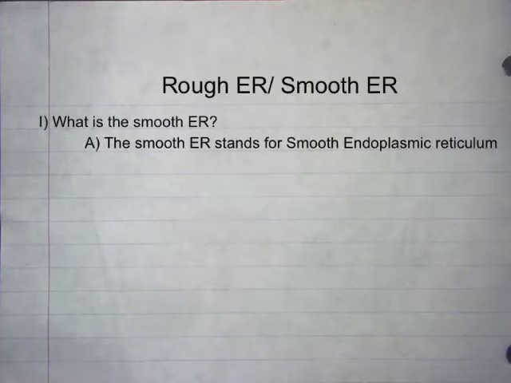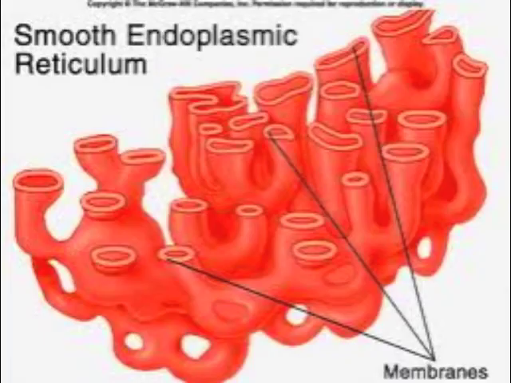Rough ER and smooth ER. What is the smooth ER? The smooth ER stands for smooth endoplasmic reticulum. The smooth endoplasmic reticulum is within the cell. It gets its name because its texture is fairly smooth.